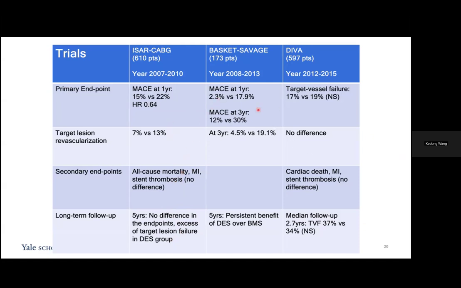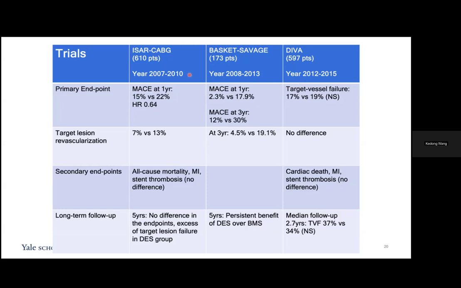So the BASKET-SAVAGE trial arrived at a slightly different conclusion in terms of its long-term outcome. At 1 year, the MACE was lower in the drug-eluting stent, and that continues to be true for 3 years at 12% versus 30%. And then after 5 years, there was persistent benefit of drug-eluting stent over bare metal stent.